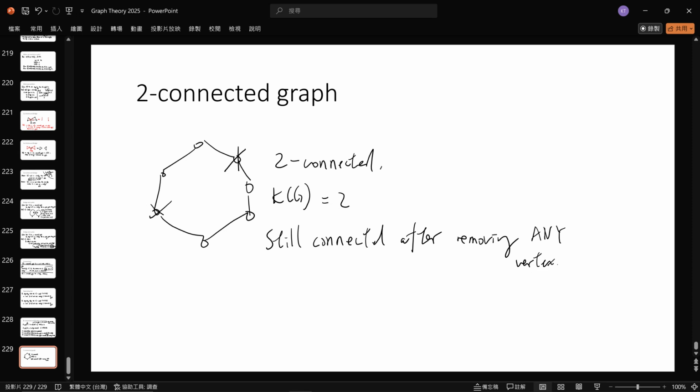Okay, so today we're going to discuss more properties about 2-connected graphs. Okay, but before that, I want to discuss the more general relationship between edge connectivity and vertex connectivity.